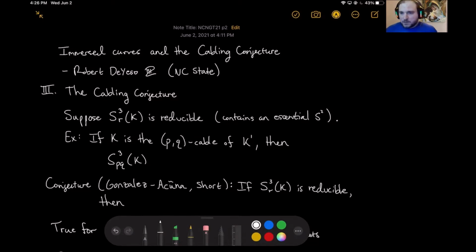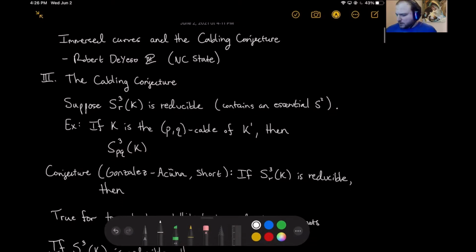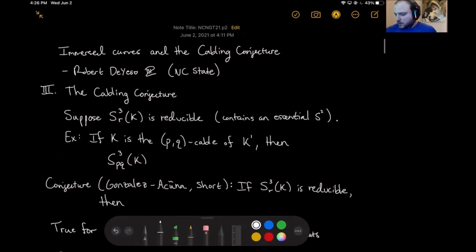So to start this off, maybe motivate it by the example it's known. Suppose that our surgery along a knot is reducible, meaning it contains an essential two-sphere. The first example that comes to mind here is the PQ cable of some knot K prime. If we have this for our knot K, then PQ surgery along K gives out a lens space together with the connected sum of P over Q surgery along K prime.